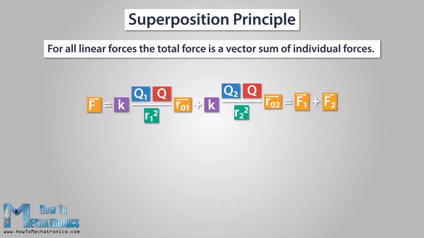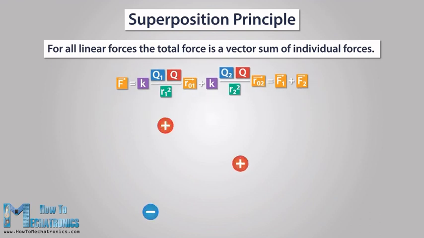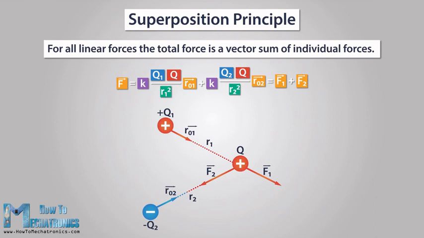Here's an example. We have 3 point charges, Q1, Q2 and Q, and we need to find the force that Q1 and Q2 exert on Q. Q and Q1 are positive charges, and Q2 is a negative charge. The force that Q1 applies on Q, F1, is repulsive, and the force that Q2 applies on Q, F2, is attractive. The total electric force F is a sum of the two forces, F1 and F2.